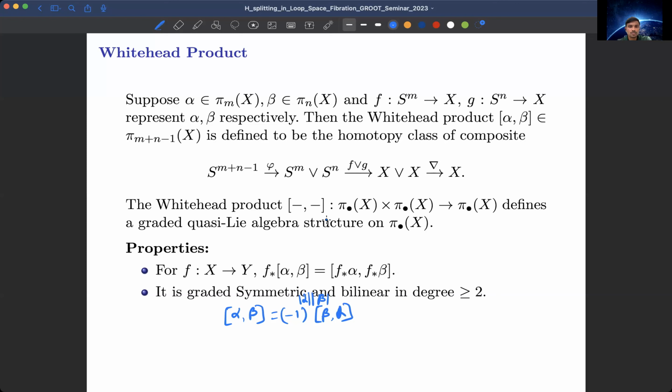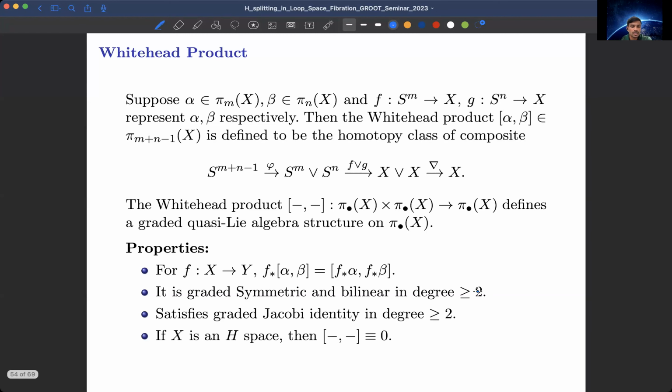So bilinearity, because at the pi 1 level we may have non-abelian groups, so there the bilinearity does not make sense properly. That's why we need this bilinearity to hold in all the higher homotopy groups. And it also satisfies the Jacobi identity, again in degree greater than or equal to 2. But there are also some particular cases where, at the pi 1 level also, we can actually get the Jacobi identity.